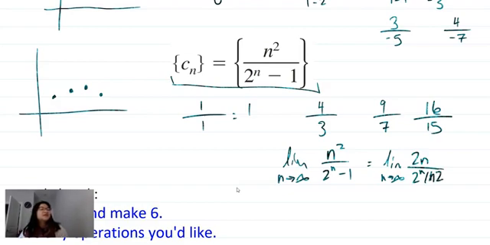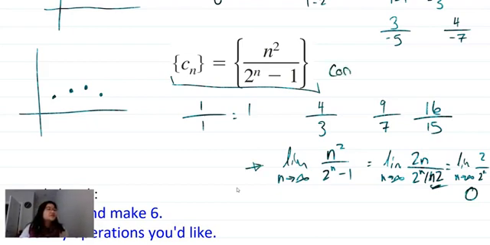And that still doesn't get us very far, but then we can L'Hopital again, so we get the limit as n approaches infinity of 2 over some number times 2 to the n. It's natural log of 2 squared. And that is going to give us 0. And so, since we have a limit, we know that this converges, because we have a limit, which is a number.